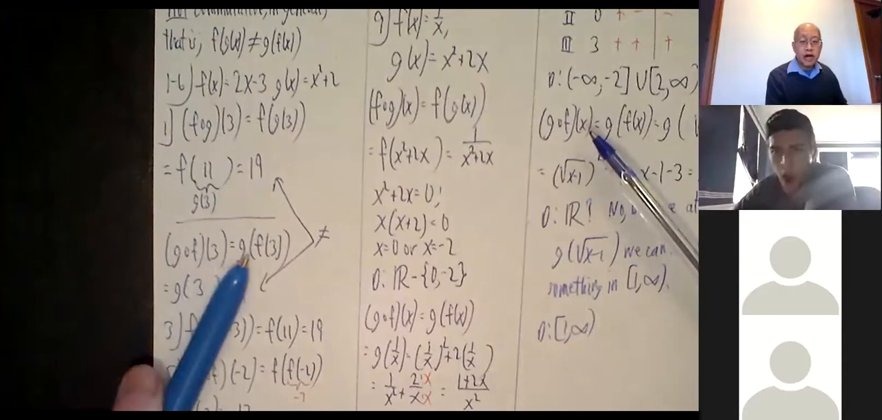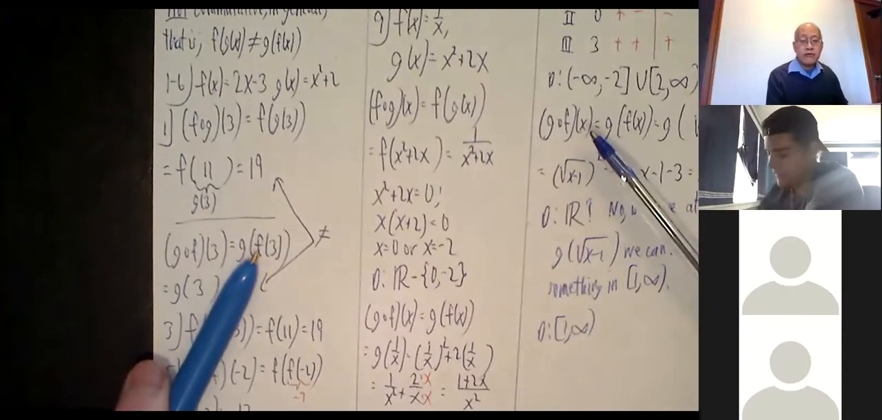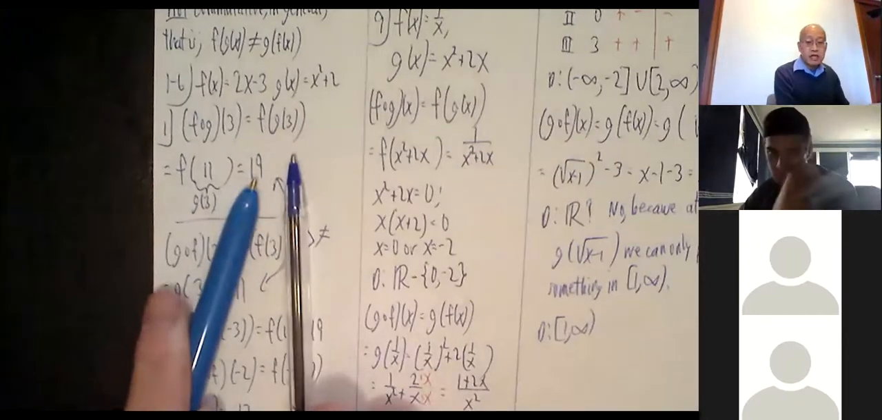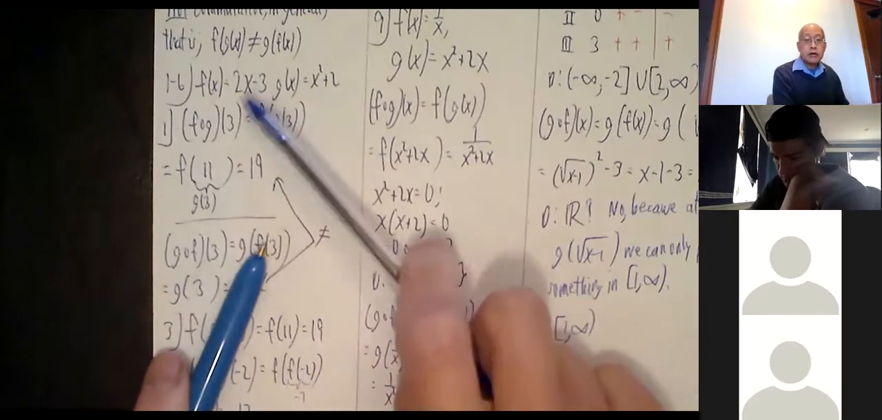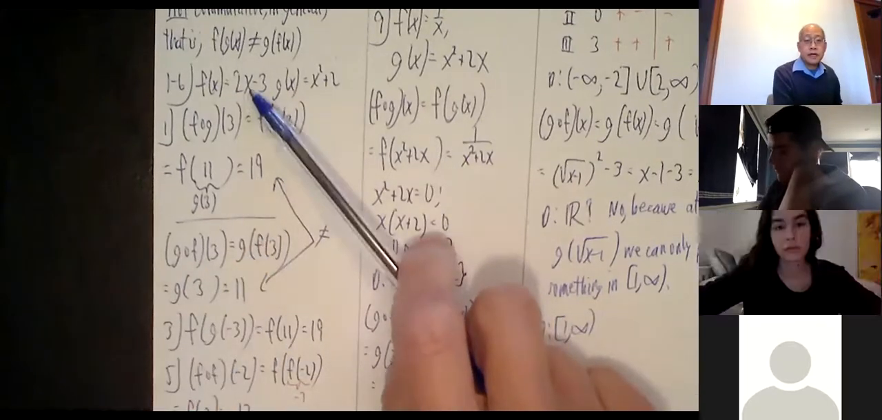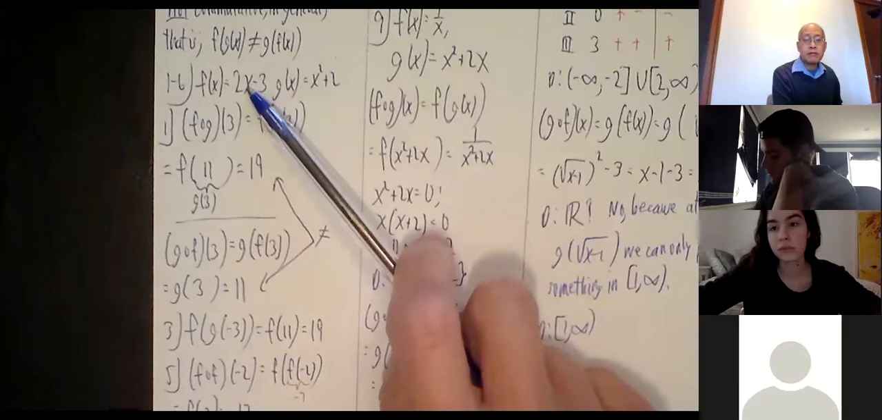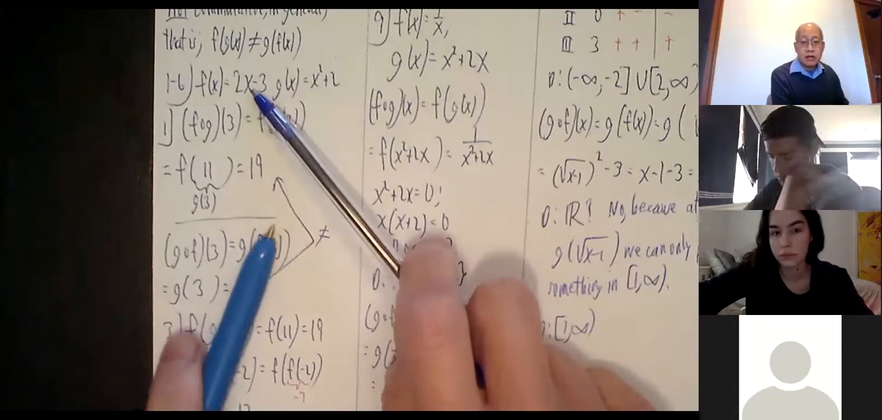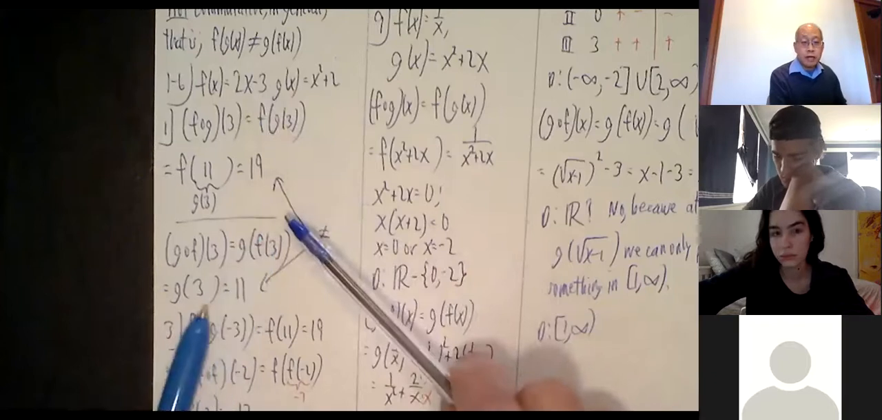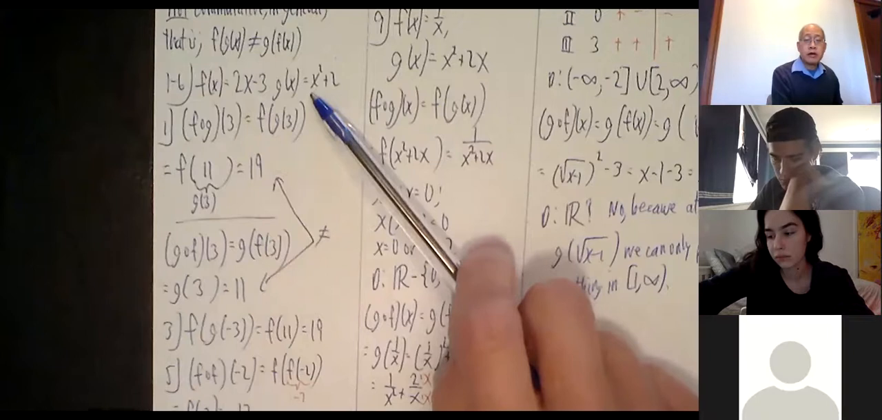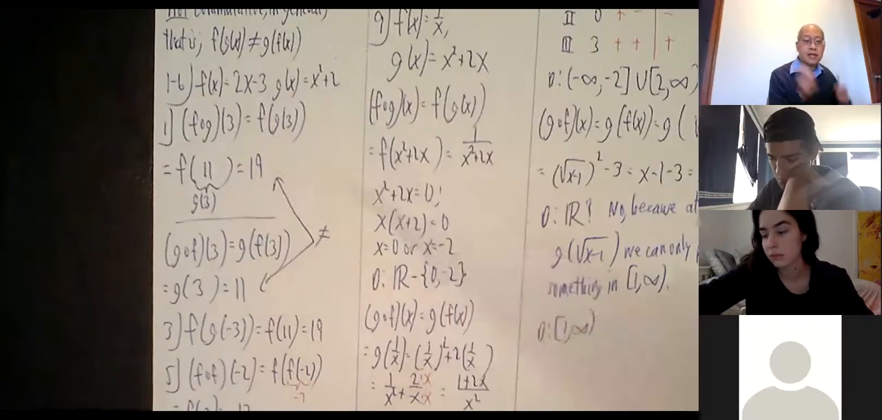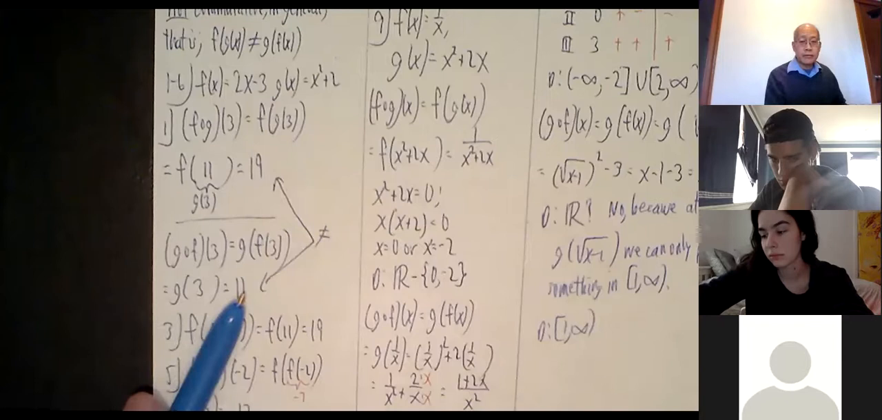Now, g circle f of 3 means g of f of 3. So this time I do f of 3 first, by order of operations. So 3 goes right in here. 2 times 3 minus 3. 2 times 3 is 6, 6 minus 3 is 3. So this thing in here turns out to be 3. Now I take that answer of 3 and apply it to the function g. 3 squared is 9, 9 plus 2 is 11. We just did that. So the answer is 11.